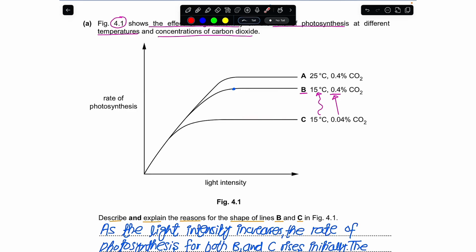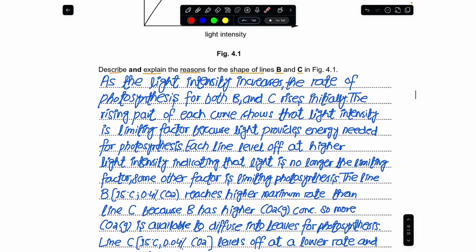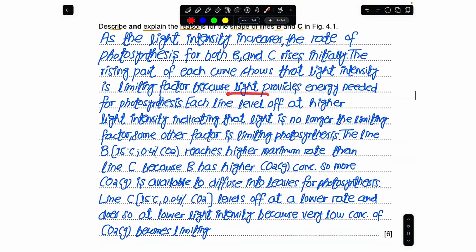Now moving onward, we see another thing: at higher light intensities, the graphs for B and C level off. Why? Because for C, the light intensity becomes excess here. For B, the light intensity again becomes excess here. But for C, the carbon dioxide becomes limiting, and for B, the temperature becomes limiting. So that is why each line for B and C levels off at high light intensity. That indicates that light is no longer the limiting factor. There would be some other factor which would limit photosynthesis.